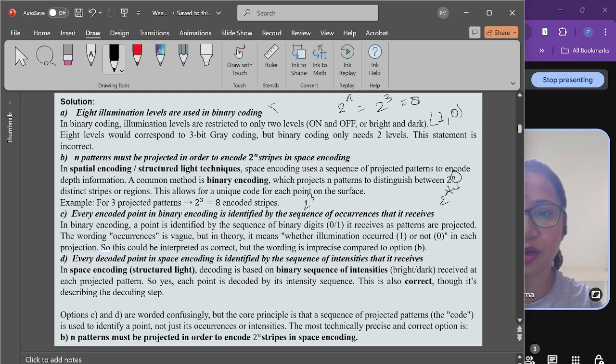Now the next option: every encoded point in binary encoding is identified by the sequence of occurrences that it receives. In binary encoding, a point is identified by a sequence of binary digits, either 0 or 1, as it receives the patterns projected on it. The word occurrences is vague, but in the theory it means whether illumination occurred or not, either one or zero, in each projection.